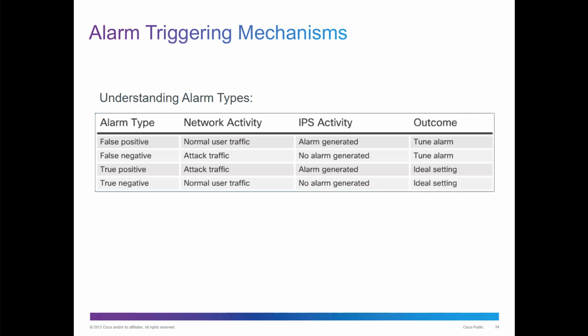The IPS activity for a false positive will generate an alarm. For a false negative, no alarm generated. For a true positive, alarm will be generated. For a true negative, no alarm generated. The issue becomes the output. False positive, a false alarm. For false negative, a missed alarm. The output for true positive and true negative are both ideal settings.